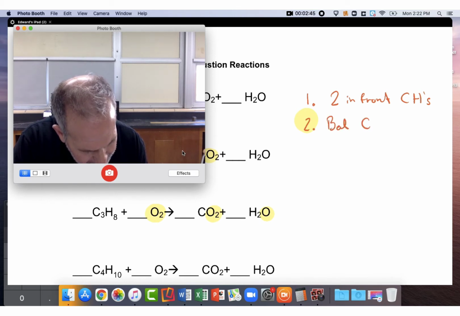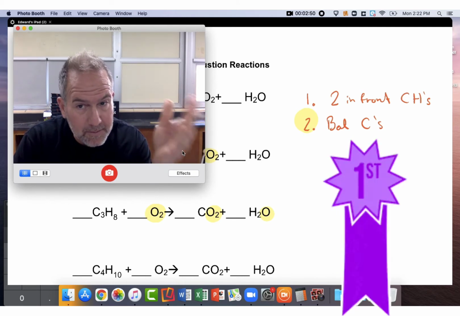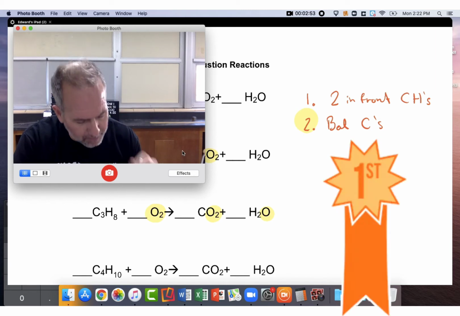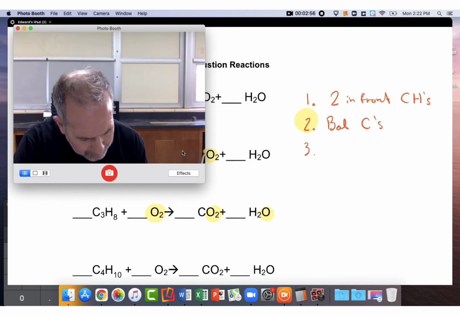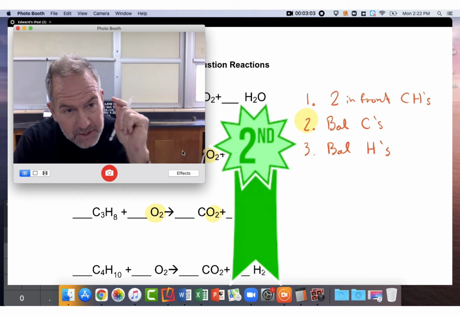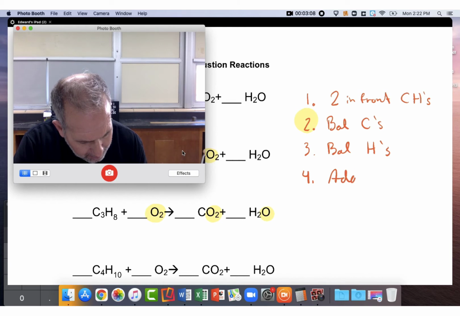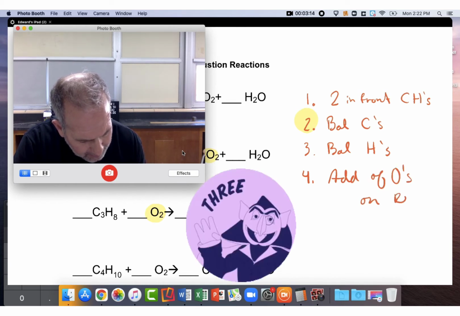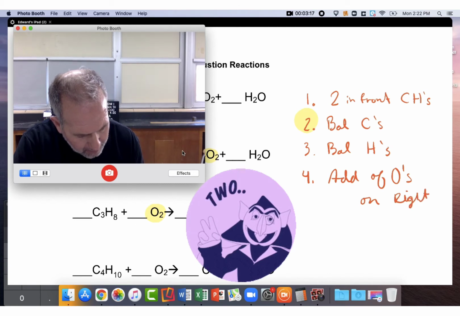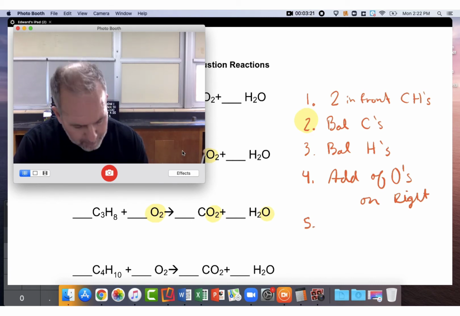Balance the C's first, right? We're staying away from the oxygens because it splits apart. So balance the C's first. 3. Balance the H's. All right, again, we're staying away from the oxygen. Finally, step 4. Add up the O's on the right side. All right. And finally, balance the O's.